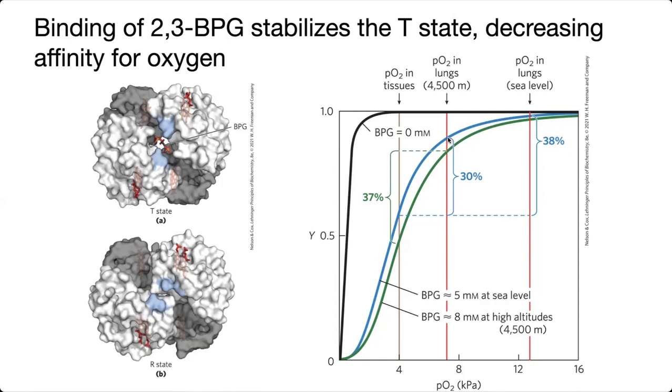One way you could increase the amount of oxygen that gets offloaded is by decreasing the affinity of the hemoglobin for the oxygen, and you can do this by making more 2,3-BPG. In fact, people that live at high altitudes typically produce more 2,3-BPG. So think of this green line as representing the 8 millimolar of BPG that's produced in people at high altitudes.